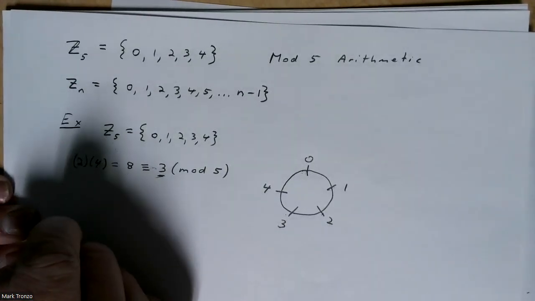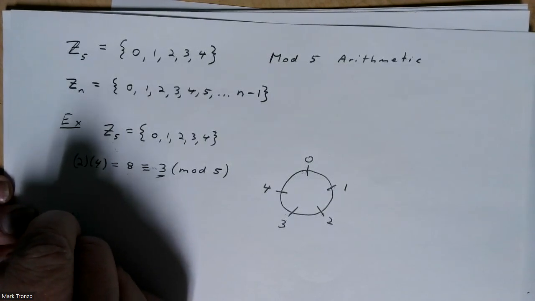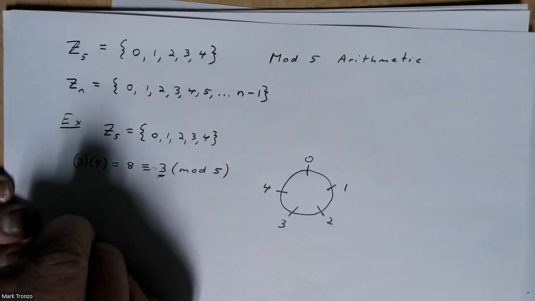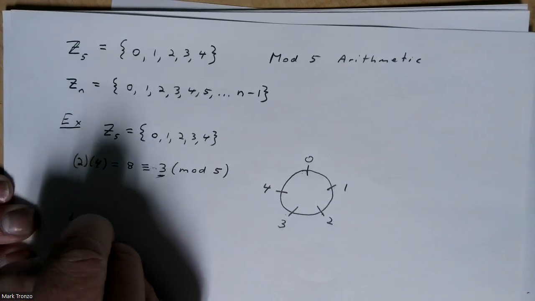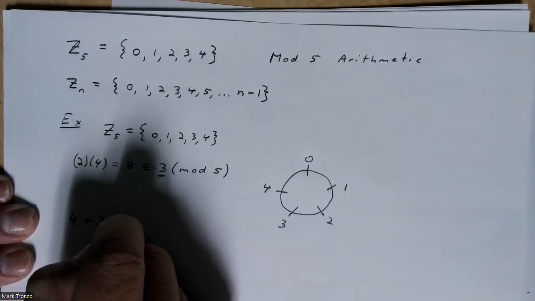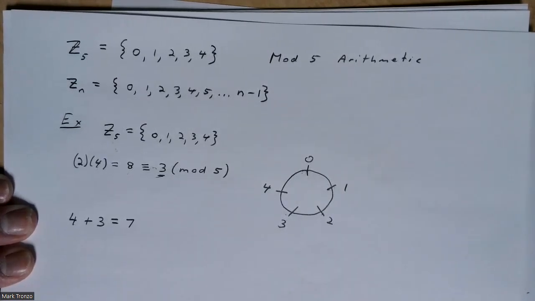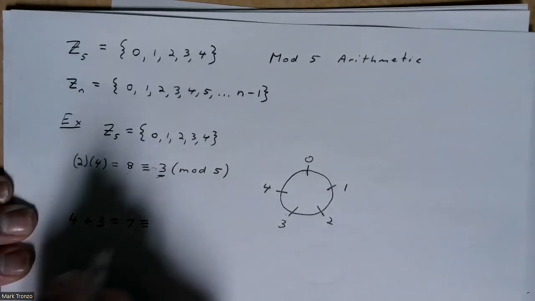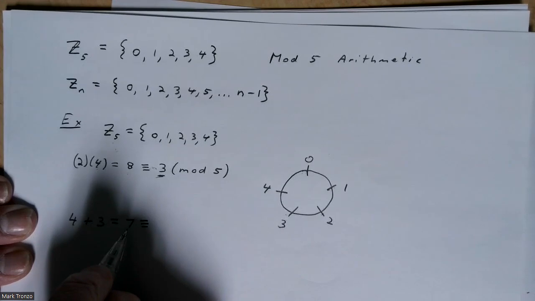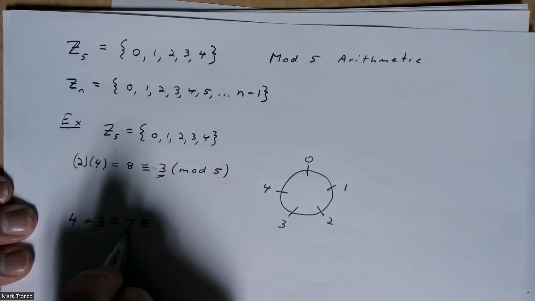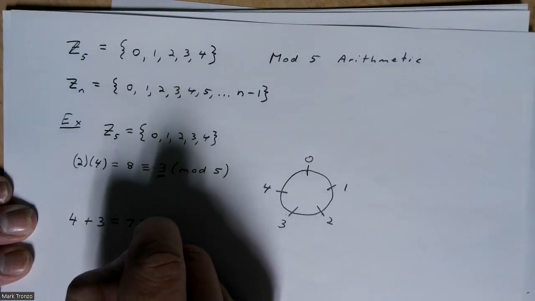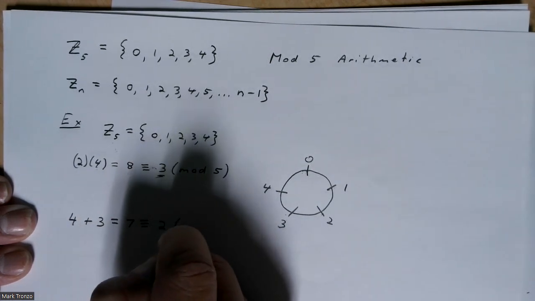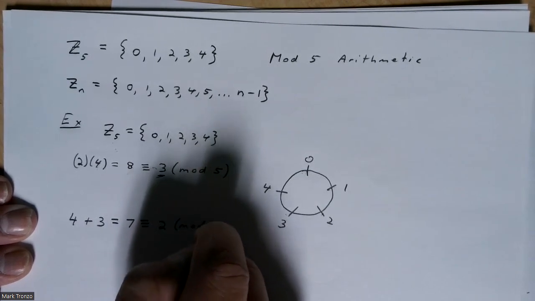Or if you have, like, 4 plus 3, that gives you 7. And that's going to be congruent to, so we take 7 divided by 5. That gives us 1 with a remainder of 2. Again, write down your remainder. So it's 2 mod 5.